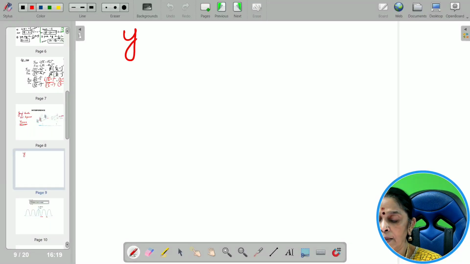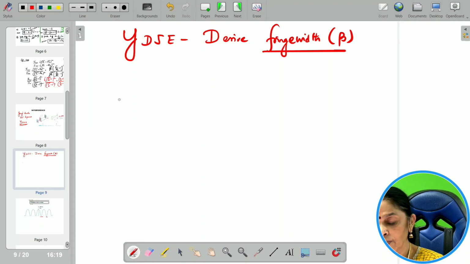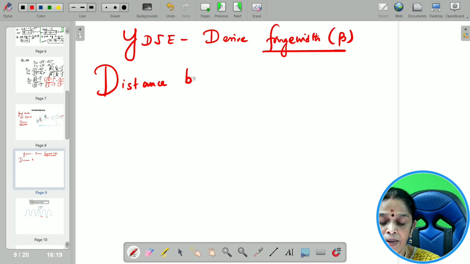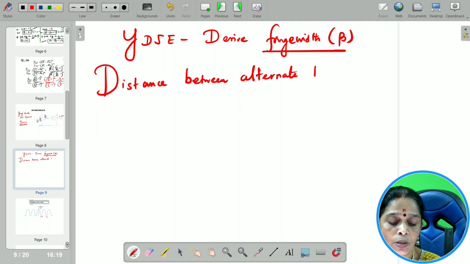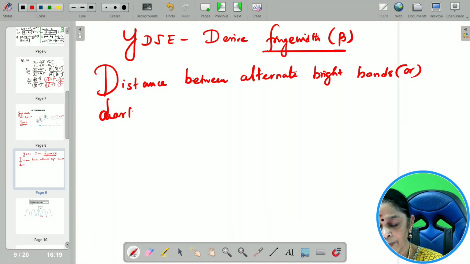Now, in Young's double slit experiment, YDSE, I am going to derive the fringe width, beta. What is fringe width? It is the distance between alternate bright bands or alternate dark bands obtained on the screen.